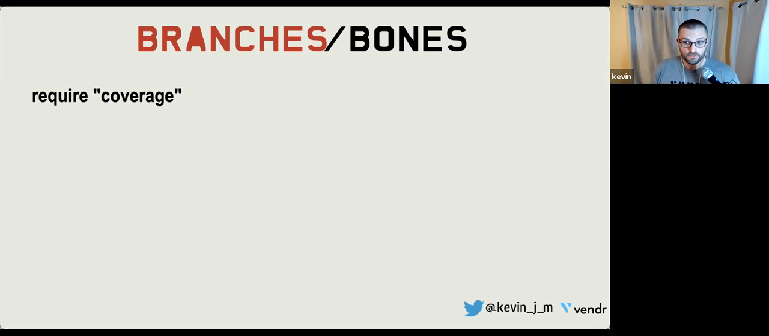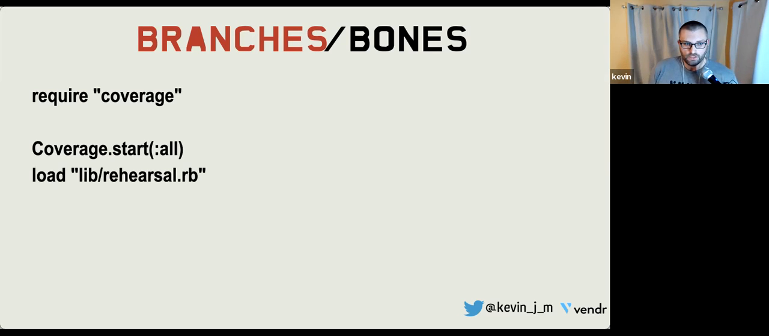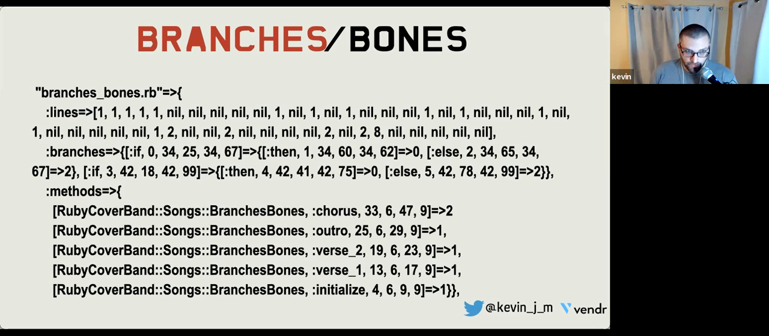Right. So we can start coverage by giving it a special method signature. We can pass it the all symbol. And that still tells coverage, run every mode, just give me the maximum amount of output possible. Right. So we'll start coverage with all the modes running. We'll have the band rehearse the song again in sound check, and we'll see what we get back. And unsurprisingly, what we get back is a ton of information.